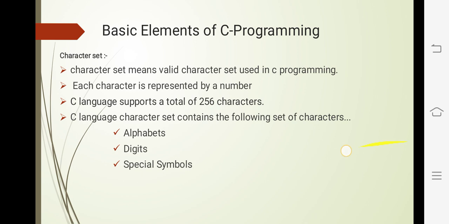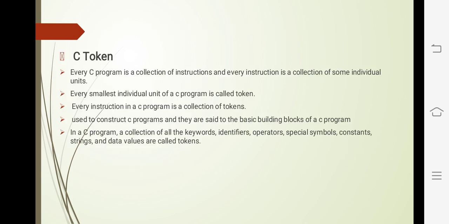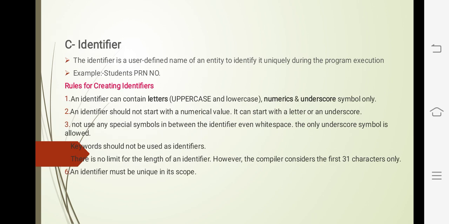Next is C tokens. C tokens means every C program is a collection of instructions, and every instruction is a collection of some individual units. That smallest unit of C programming is called a token. This C token is also called the basic building block of the C program. In a C program, the collection of keywords, identifiers, operators, special symbols, constants, strings and data types are called tokens.